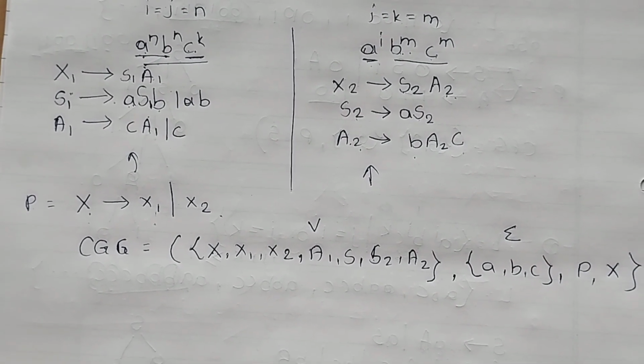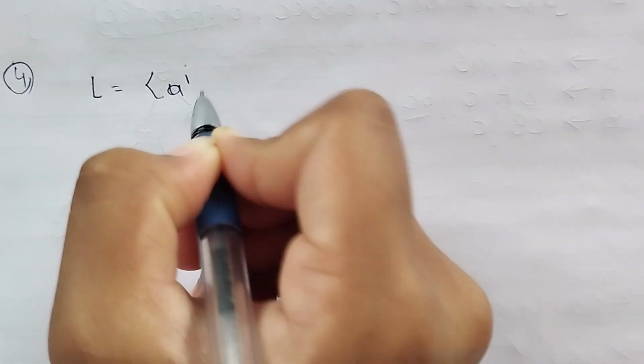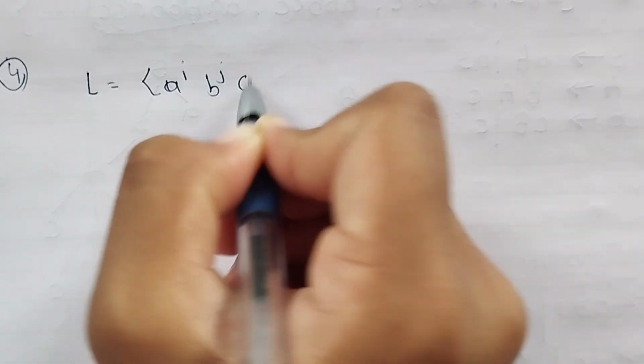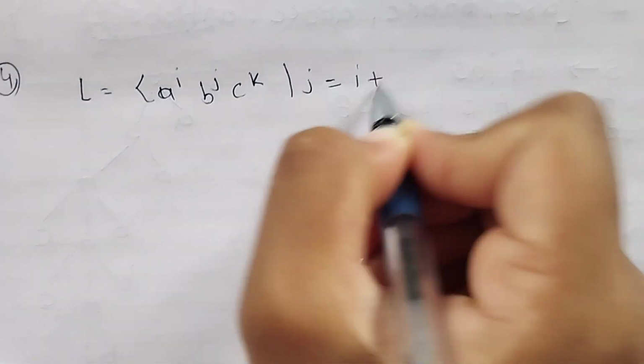I hope you all get the idea. Now we see one more example. L is equal to a raised to i, b raised to j, c raised to k, where j is equal to i plus k.